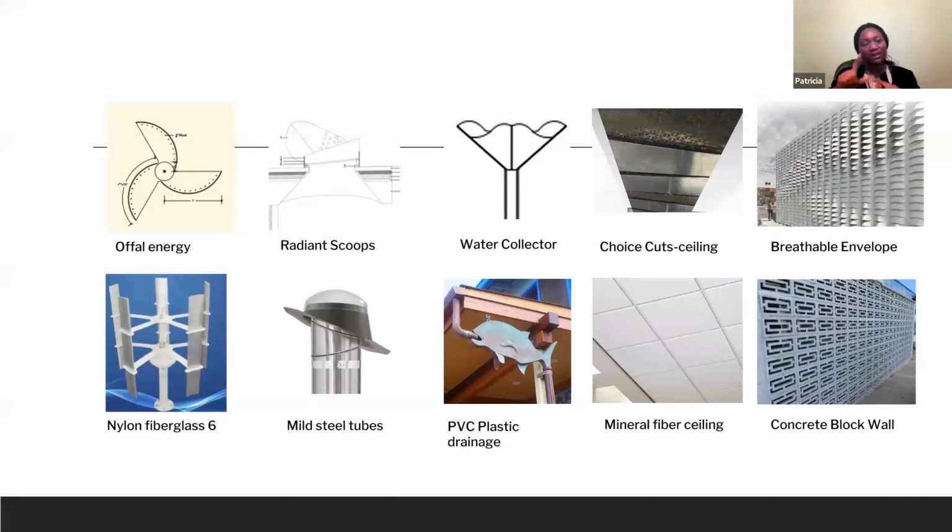You can see those fans made from the steel plate. And then we had this radiant scoop, something for ventilation. And then the third group made a water collector. And then there was a choice cut ceiling. And then another person made the breathable envelope to replace the concrete block wall.